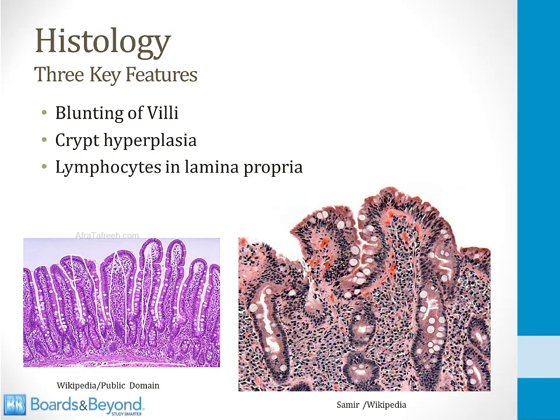If you look over at the right, this is a biopsy from a patient with sprue, and you can see that the villi are blunted. They're much shorter than you would normally expect to see in the small intestine. A second characteristic finding is called crypt hyperplasia. These are the crypts of the small intestine. They are hyperplastic compared to normal. And then finally, you can find lots of lymphocytes in the lamina propria layer here of the small intestine in patients who have celiac sprue.